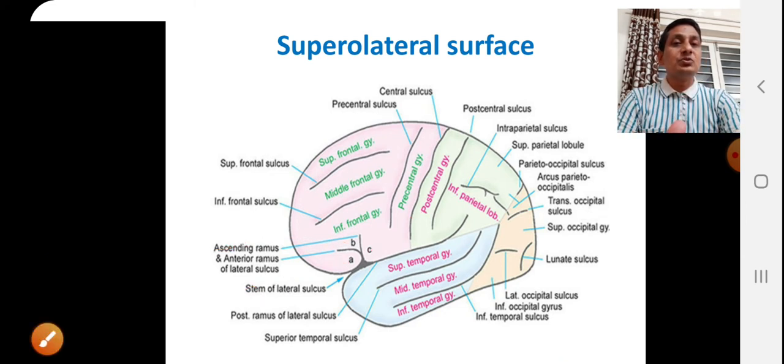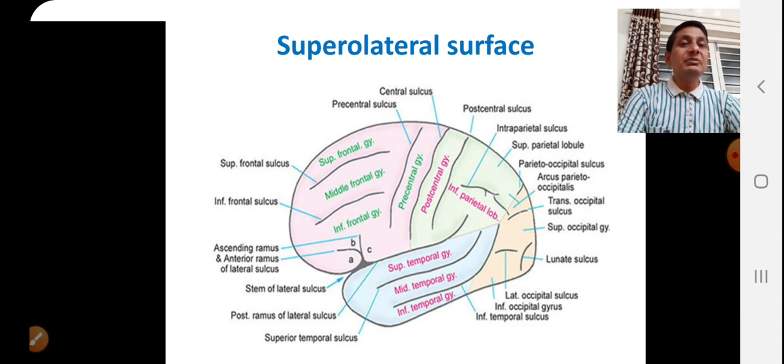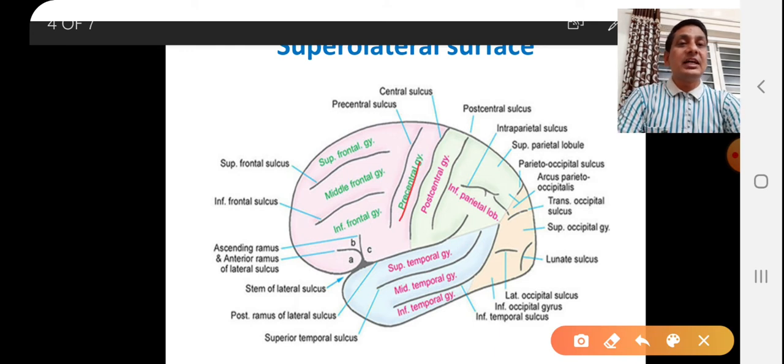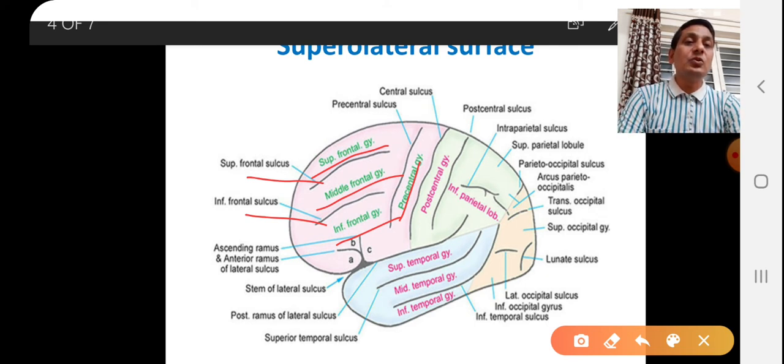In the frontal lobe, the superior lateral surface shows the precentral sulcus. In between the central sulcus and precentral sulcus, there is a part, that is the precentral gyrus. Anterior to the precentral sulcus, this part is divided into three parts by two sulci, the superior frontal sulcus and inferior frontal sulcus, into superior frontal gyrus, middle frontal gyrus and inferior frontal gyrus.